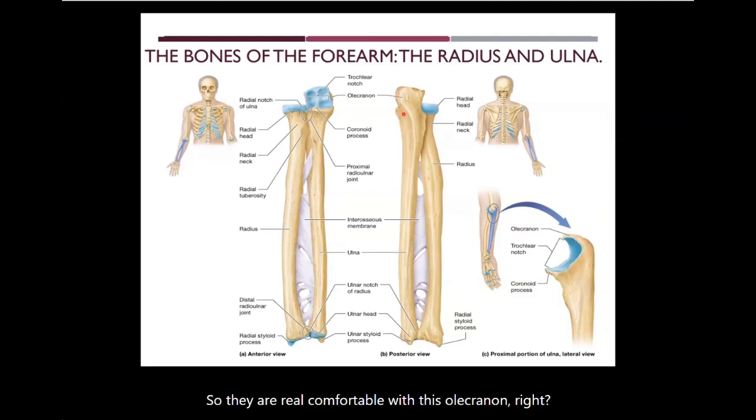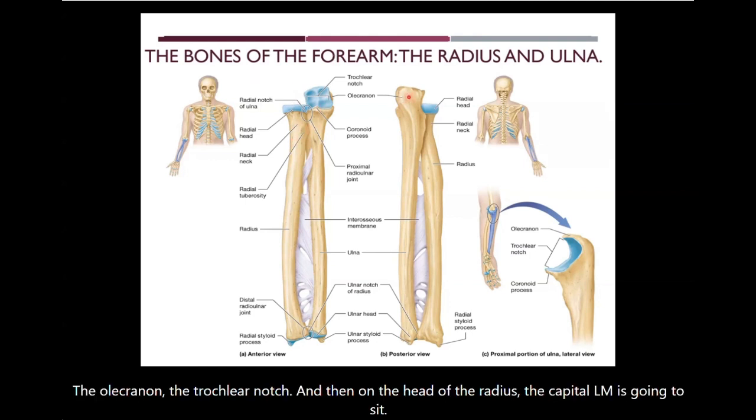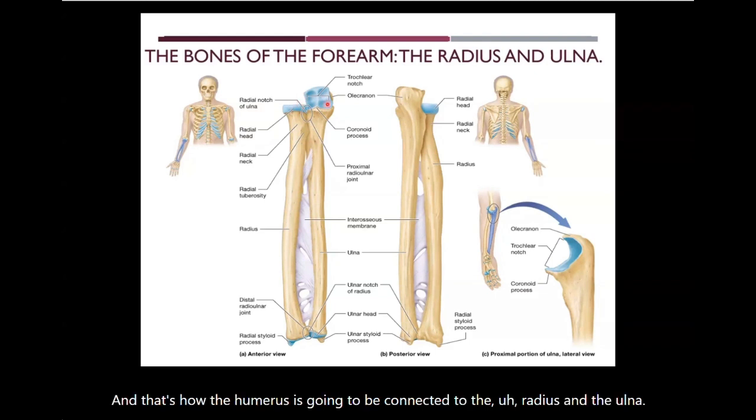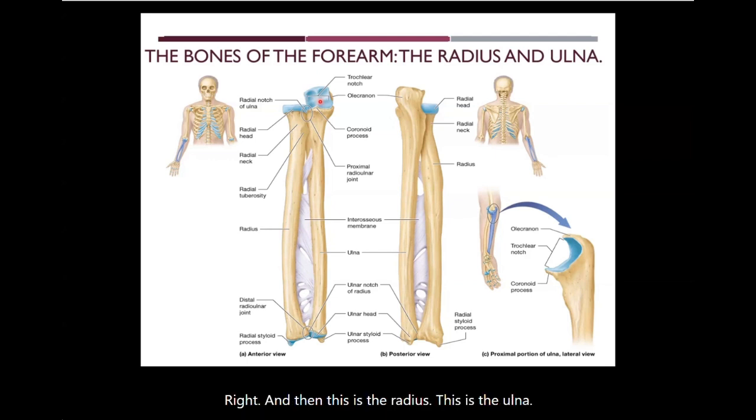So are we all comfortable with this olecranon, right? And the trochlear notch, yes. And then this is the radial head. And then what does sit here? The capitulum of the humerus. And then this is the radius, okay? Actually, it's not too bad, right? The olecranon, the trochlear notch, and then on the head of the radius, the capitulum is gonna sit, and that's how the humerus is gonna be connected to the radius and the ulna, right?